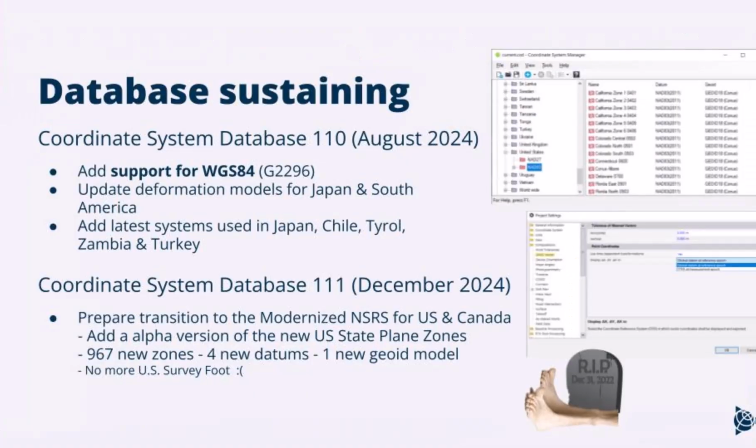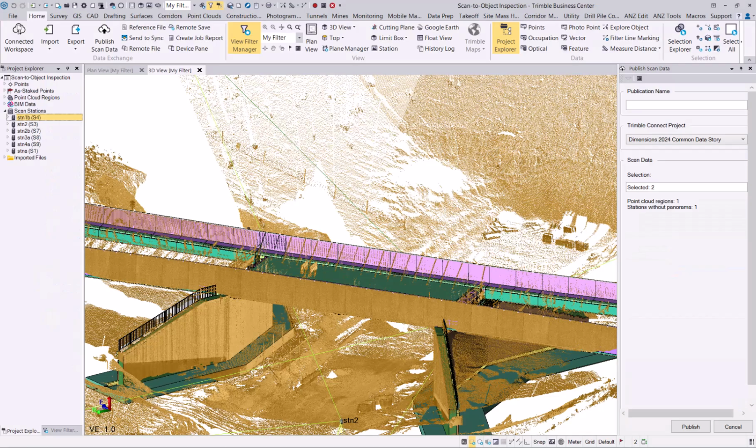Geodetic library, we've just made some enhancements in that, so please make sure you update your coordinate system database. We added support for WGS84 G2296. We updated some deformation models for Japan and South America, and we've added the latest systems that you used in Japan, Chile, Tyrol, Zambia, and Turkey. So please ensure that you update, and in December we'll have another update for that coordinate system database.